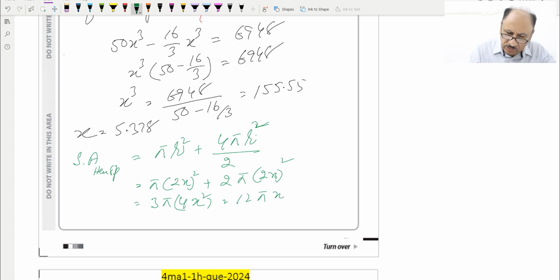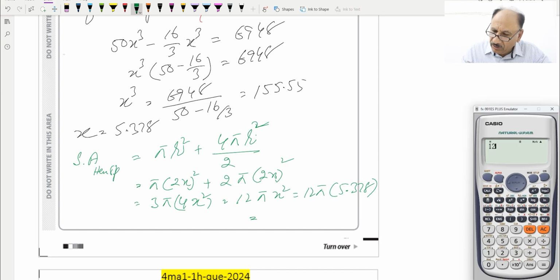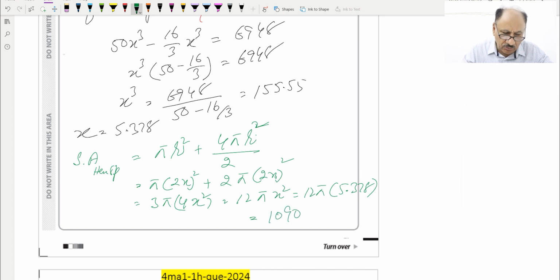Which is 12 pi x square, and the x value we just found is 5.378. We calculate 12 pi into 5.378, basically squared, as we have not taken x square yet, and this will be giving us 1090. This is the surface area, so centimeter square, and this was the 5 marks part which we have done.